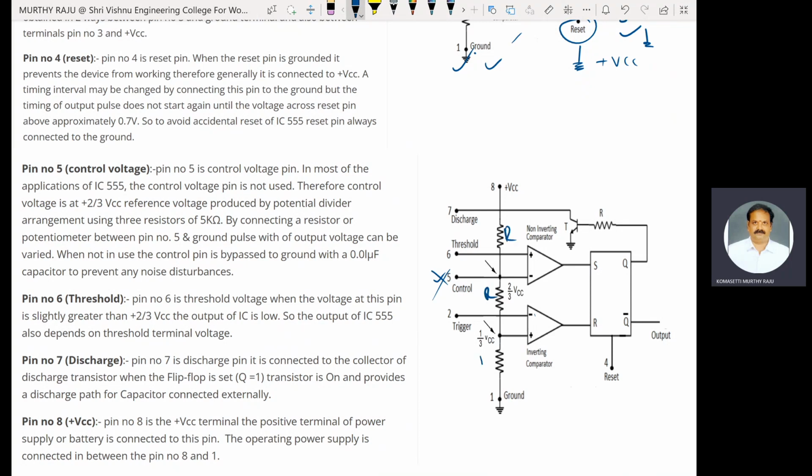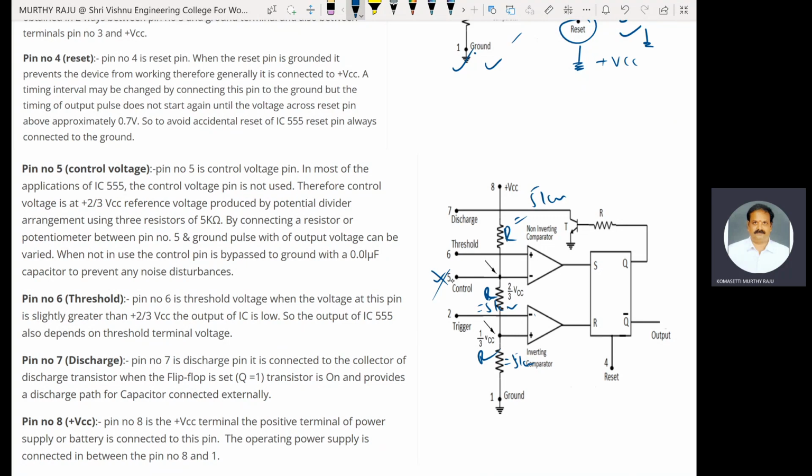These are three resistors, each of value 5 kilo ohms. 2/3 VCC is produced due to that potential divider arrangement. By connecting a resistor or a potentiometer between pin number 5 and ground, the pulse width of the output voltage can be changed.